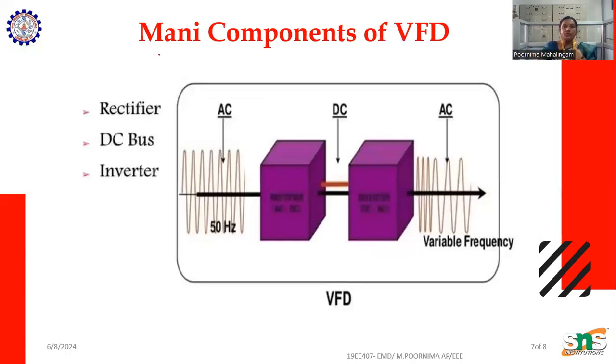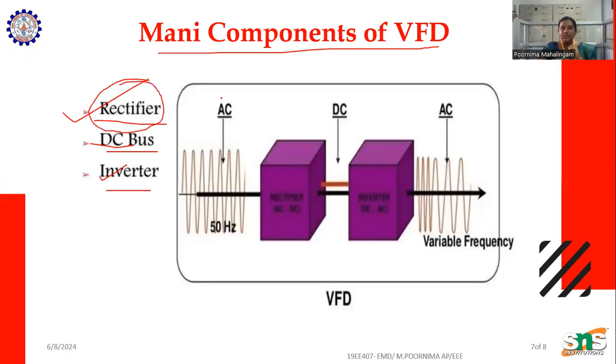So what are the main components of a VFD? The three major components are the rectifier, DC bus bar, and inverter. Here, the rectifier converts AC to DC. First, the AC supply is converted into a constant DC supply. This rectifier process takes place from AC to DC.